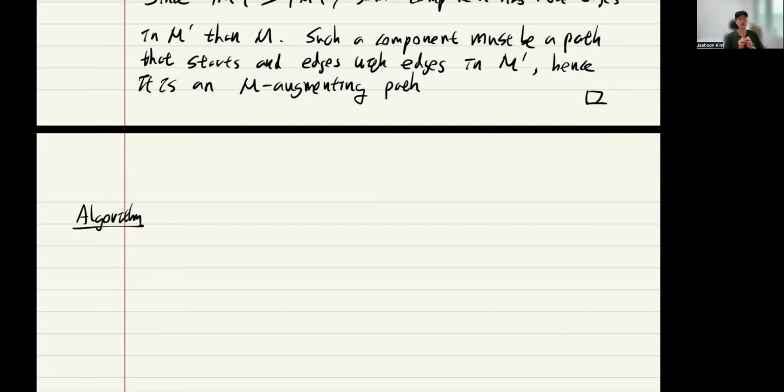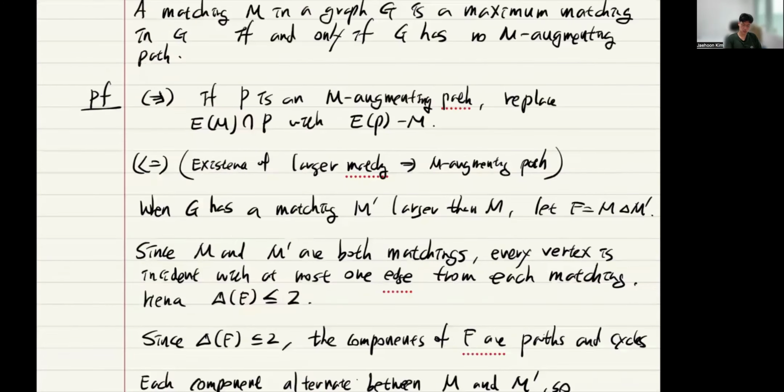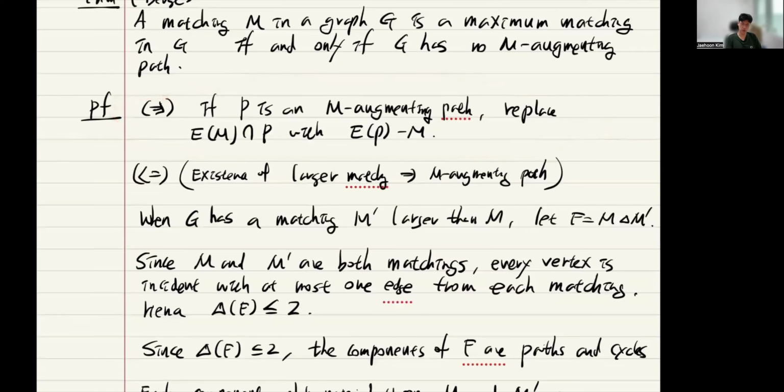How do we do it? Essentially, instead of finding maximum matching directly, we want to grow a matching to maximum matching. We want to find a matching and then replace it with a larger matching until we cannot. For this replacement, we find one M augmenting path, and then you replace edges, this edge to this edge, to get a bigger one and bigger one and bigger one.